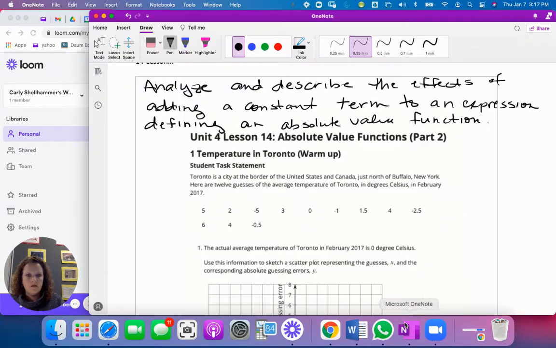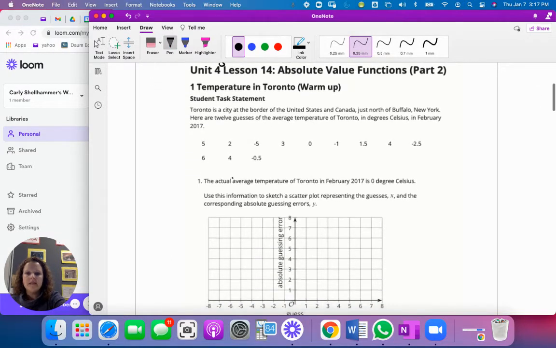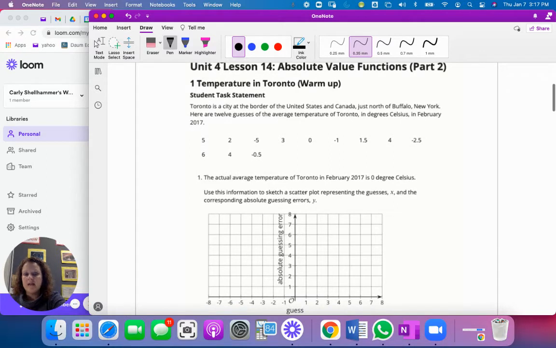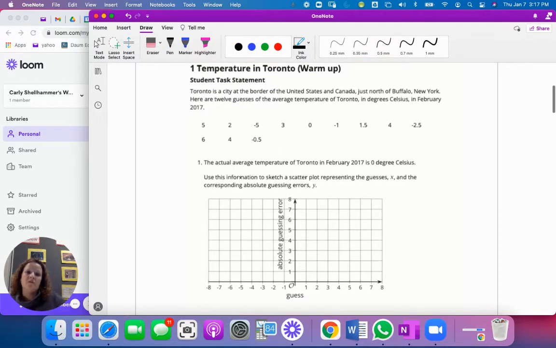All right, so analyze and describe the effects of adding a constant term to an expression defining an absolute value function. So here to start out, Toronto is a city at the border of the United States and Canada, just north of Buffalo, New York. Here are 12 guesses of the average temperature of Toronto in degrees Celsius in February of 2017. So the actual average temperature of Toronto is 0 degrees Celsius.